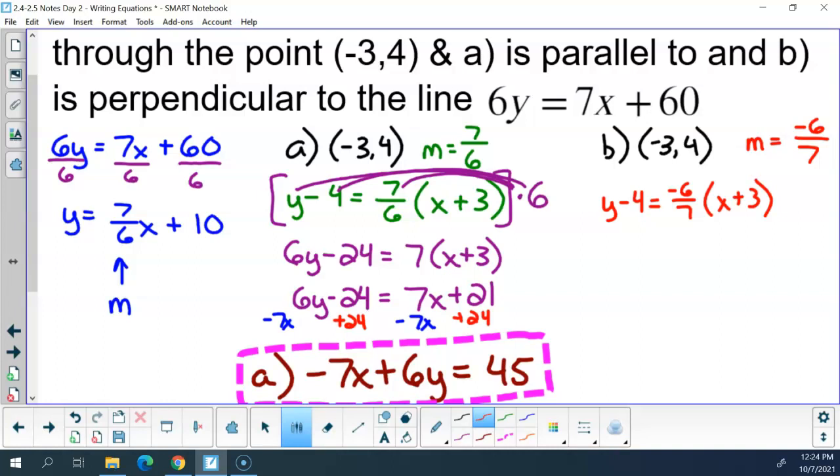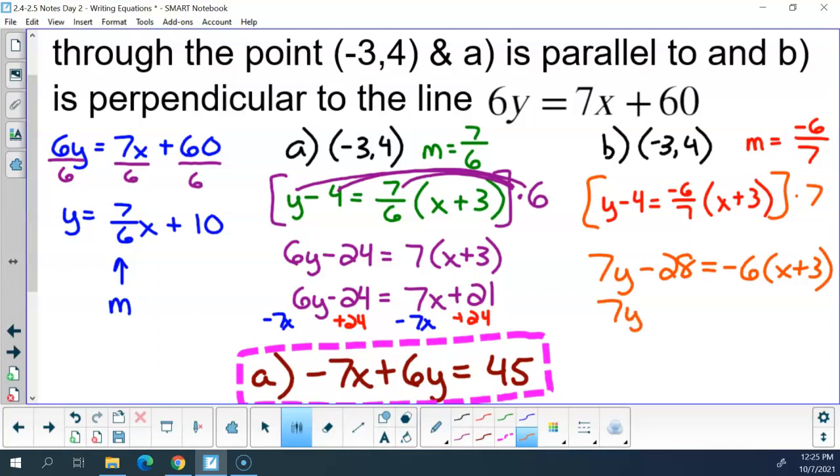Okay, do we like fractions? No, because we need it in standard form. So multiply by 7. 7y minus 28 equals negative 6 times the quantity x plus 3. So that's 7y minus 28 equals negative 6x minus 18.